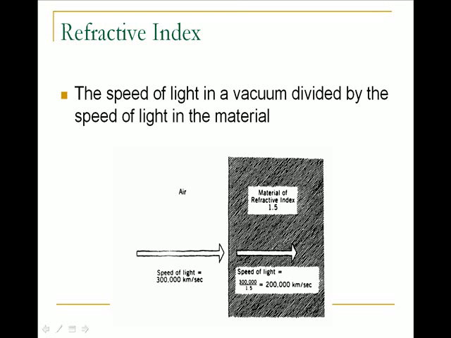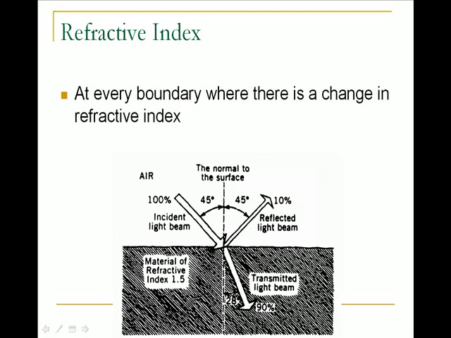Also, at every boundary where there is a change in the refractive index, some of the light is reflected off of the surface and not affected by the material. If you remember back near the beginning of the class, we talked about something called specular reflectance. This is where that specular reflectance comes from. That reflected light is the reflection of the light source and is not affected by the color of the particular object.